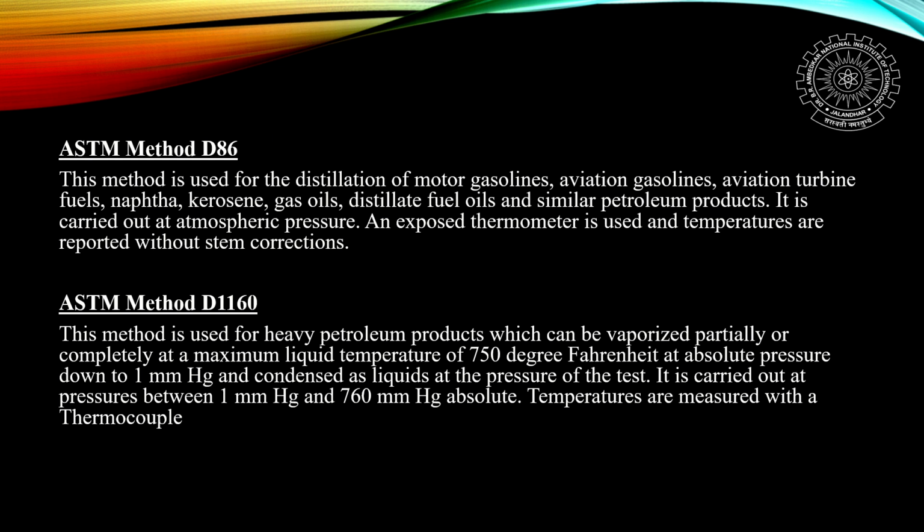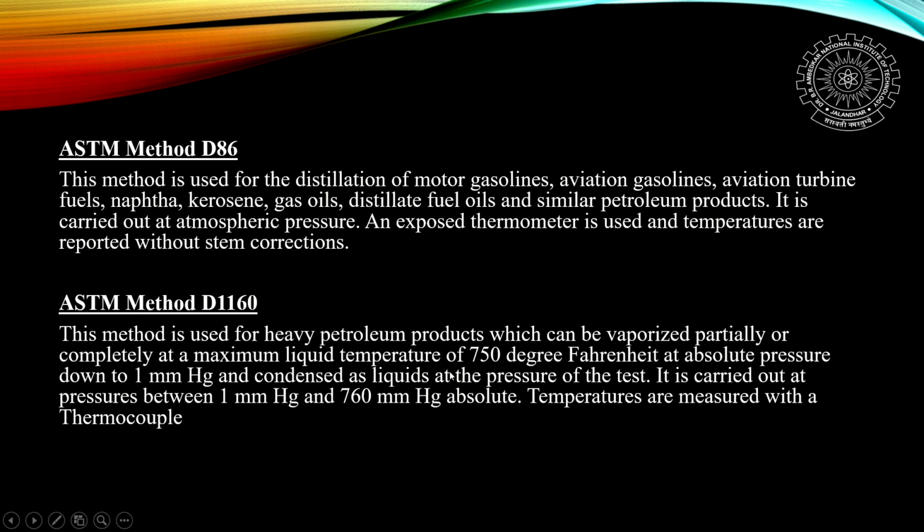And this method is basically used for heavy petroleum products which can be vaporized partially or completely at a maximum liquid temperature of 750 degrees Fahrenheit. Okay, and the pressure should be less than 1 atm, that is it may be 1 mm to 760 mmHg absolute.